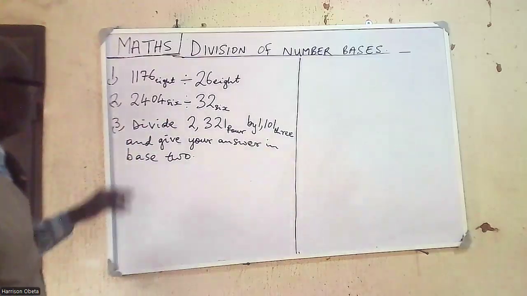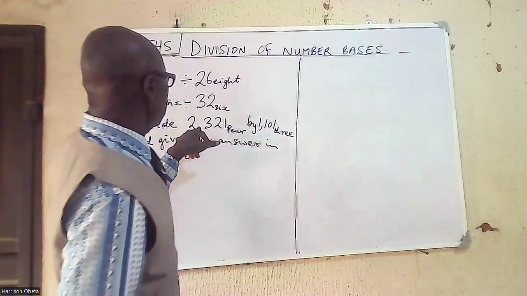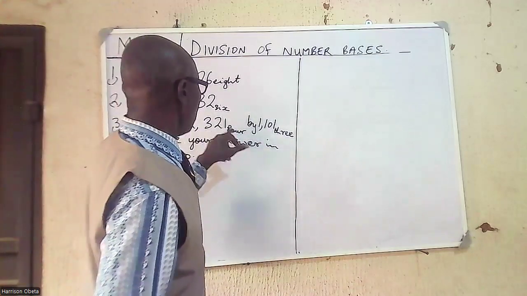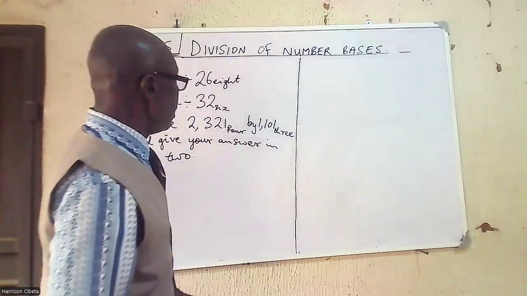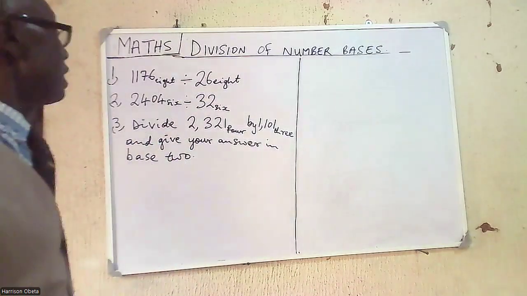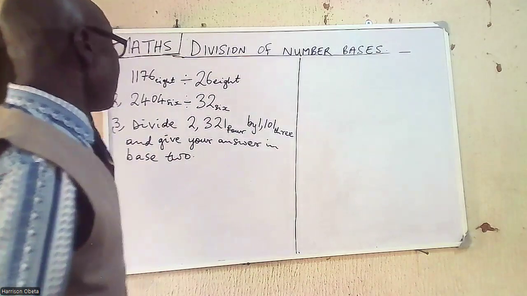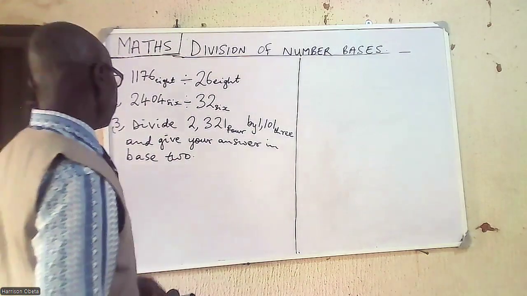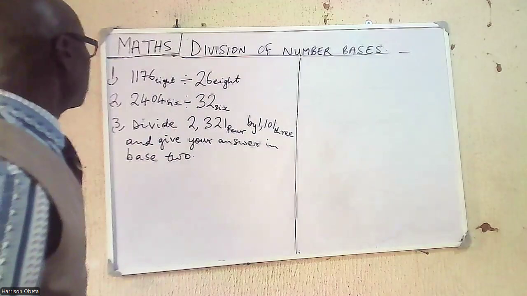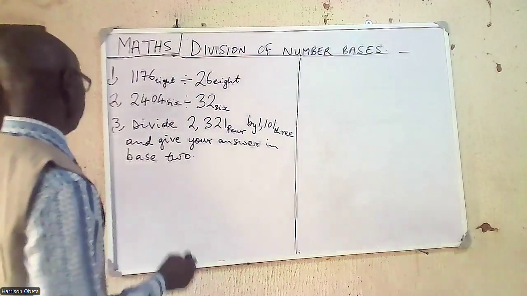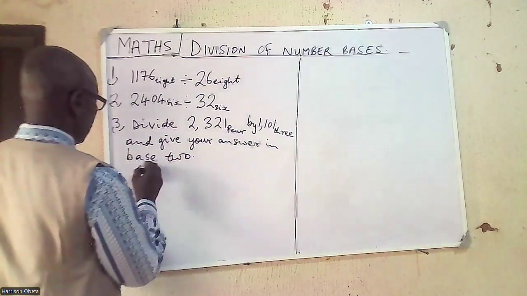And then in number 3, we have to divide 2321 base 4 by 1101 base 3. And we have to give the answer in base 2. So we start from the first number. Solution.